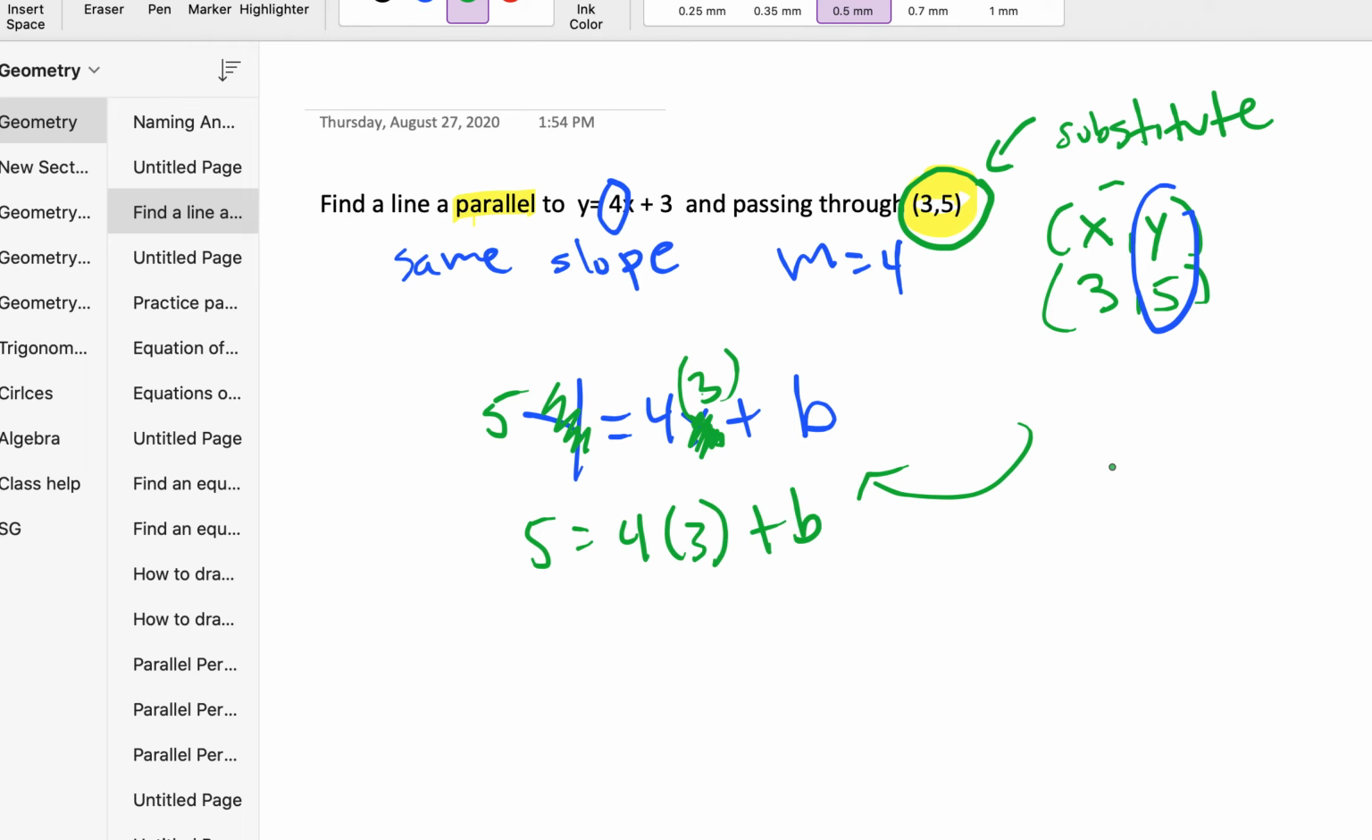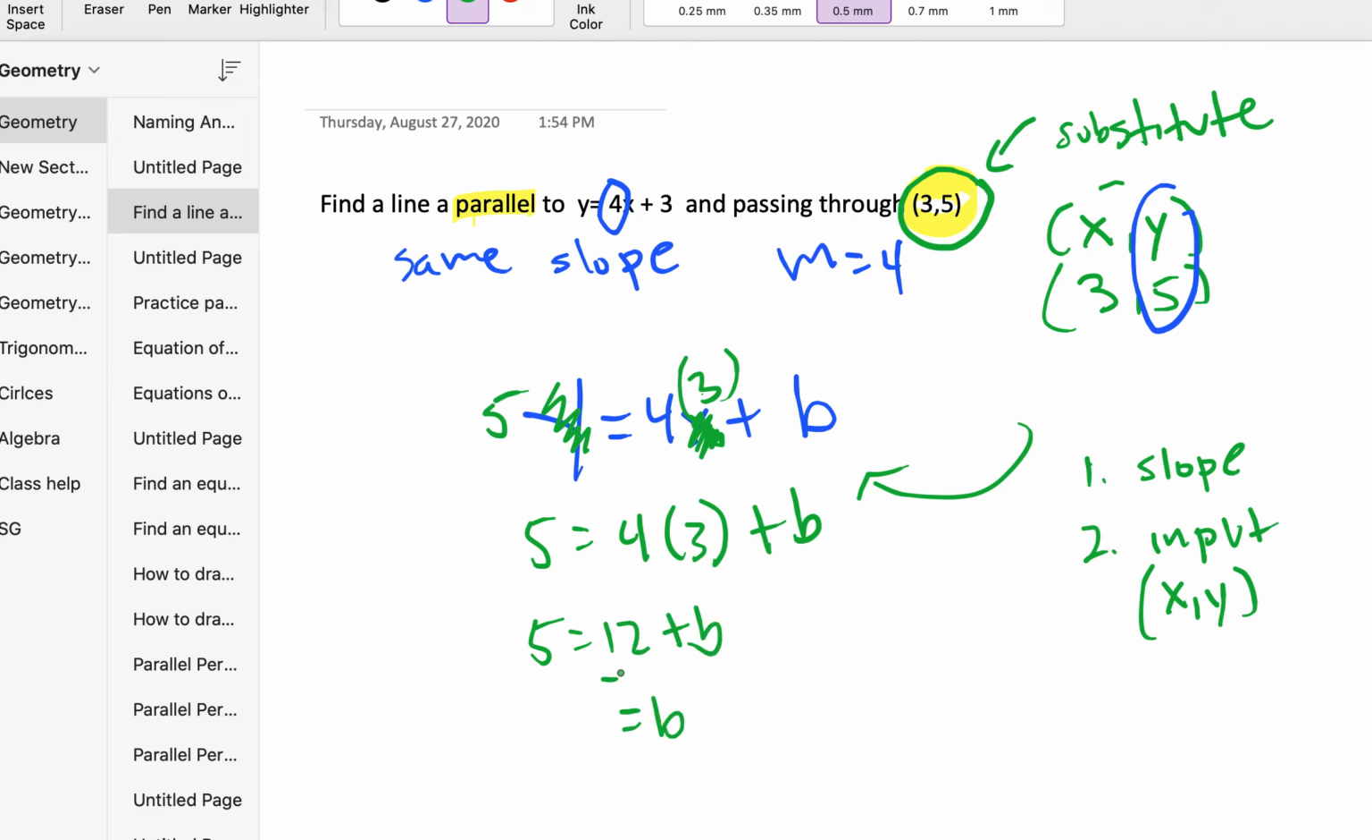So after I put in my slope, the second thing is I input my xy point coordinate, and the third thing will be to get b alone. So 5 equals 12 plus b. When we subtract 12 on both sides, we get negative 7.